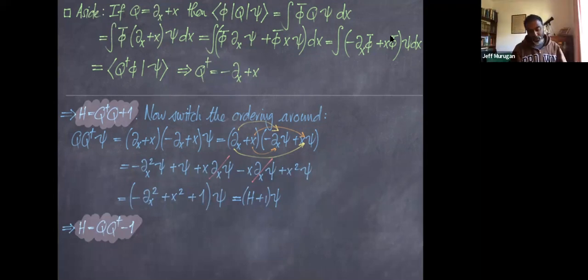Okay. And so what we learned from here is that the Hamiltonian can be written as q dagger q plus 1. But it can also be written as q q dagger minus 1.